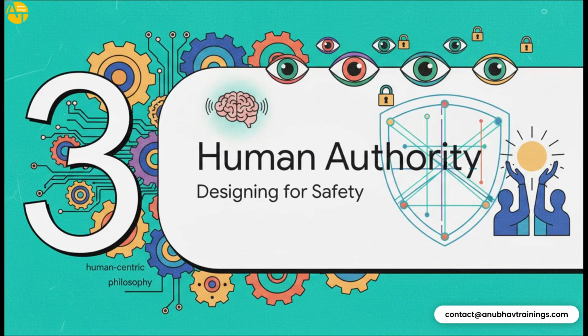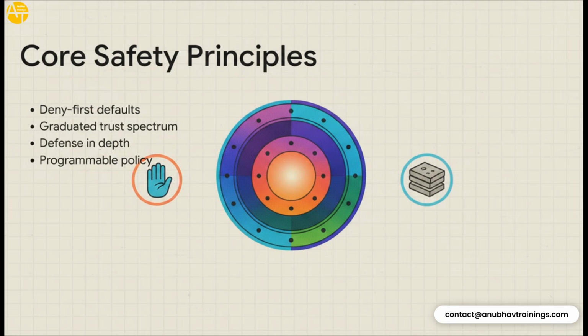All right, Section 3, Human Authority, Designing for Safety. Let's switch gears a bit and explore the human-centric philosophy behind this architecture. Why was it built from the ground up to prioritize human safety? Anthropic designed this system not just to be super capable, but to protect your code and your infrastructure, even when you, the human, are completely checked out.